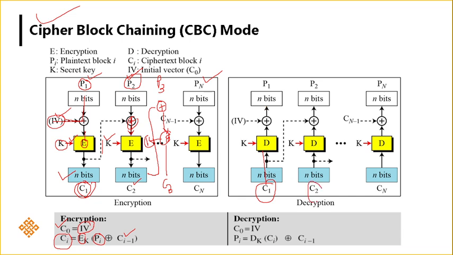Then to get back the second block of plain text, take the second block of ciphertext, do the decryption with the key. Whatever the output you are getting, do the XOR operation with the previous ciphertext. You will get back your plain text. Repeat the same process until you get all the plain text blocks. So hope you understood the cipher block chaining mode.